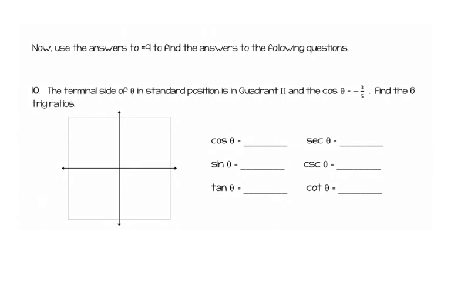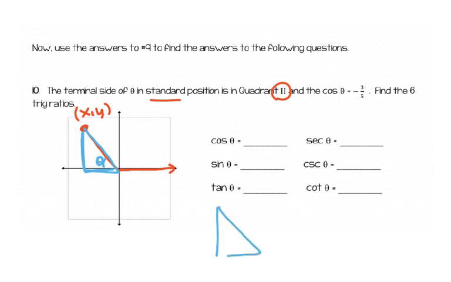So number 10, the terminal side of theta, it says in standard position, and that's important because it means it starts right here. It's in quadrant 2. That's important because it tells us about the positive and negative signs of x and y. As far as exactly where in quadrant 2, it doesn't really matter because we're going to base it on a general rule. So this is going to be our x and y. If this is my angle theta, because that's the reference angle, this would be my triangle. When you're doing this, you need to zero in on that special triangle right there.